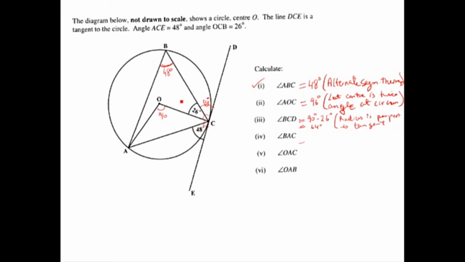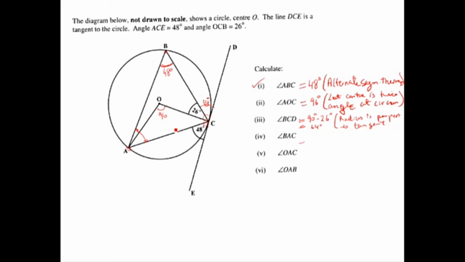Next one, angle BAC. So we look for this angle right here, from point B to point A to point C. So we move from B to A, or driving on to C. So looking at this complete angle here, what is that going to be equal to?